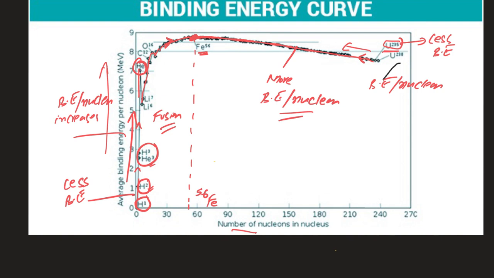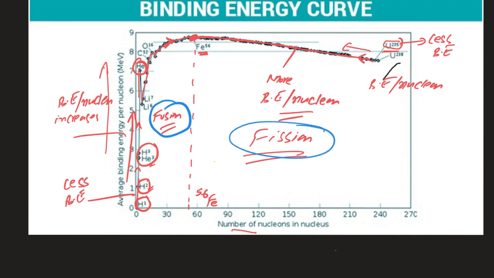So all the elements that are present on the right-hand side of iron 56 have to follow the nuclear reaction fission to get the stable configuration. So in general, all the elements present on the left-hand side of iron will obey the fusion reaction, and all the elements that are present on the right-hand side of iron will follow fission.